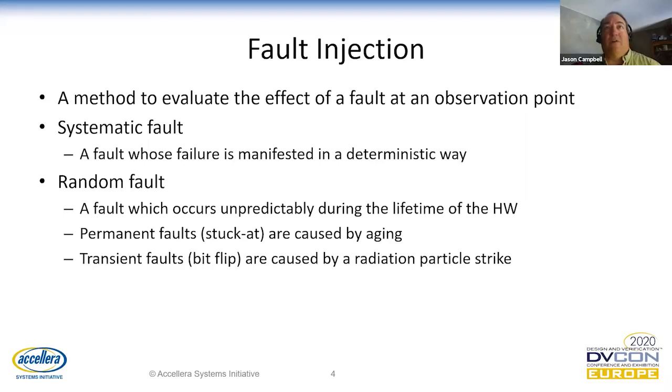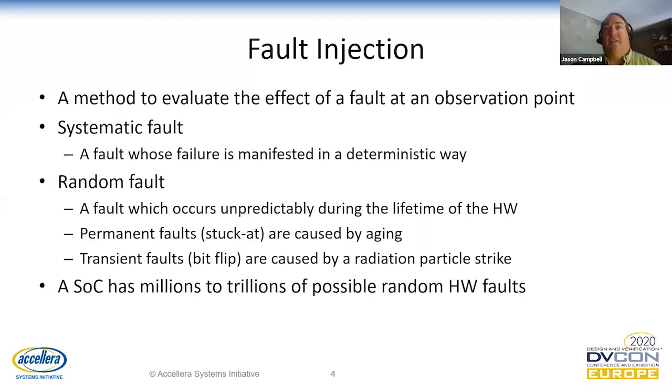Now, a random hardware fault is a fault which occurs unpredictably through the lifetime of the hardware. We look at two types of random faults: permanents, which are often called stuck-at, typically caused by aging, and transients, called a bit flip or a single event upset, typically caused by a radiation particle. These are the areas that we focus on with fault injection. A typical SOC has millions of possible permanents and trillions of possible transients. So it's a really large number. I'm going to talk a little bit about how we're going to deal with that in a moment.